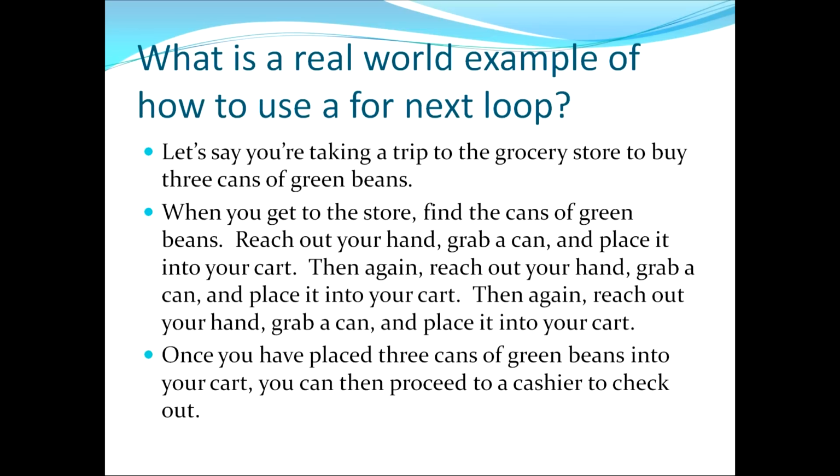This moves us to the second topic, which asks the question, what is a real-world example of how to use a for next loop? Let's say you're taking a trip to the grocery store to buy 3 cans of green beans. When you get to the store, find the cans of green beans. Reach out your hand, grab a can, and place it into your cart. Then again, reach out your hand, grab a can, and place it into your cart. Then again, reach out your hand, grab a can, and place it into your cart. Once you have placed 3 cans of green beans into your cart, you can then proceed to a cashier to check out.